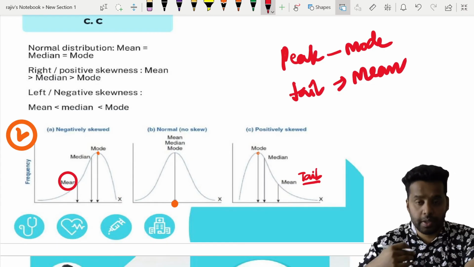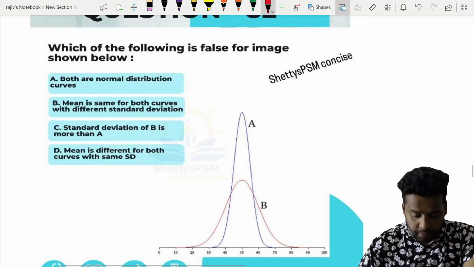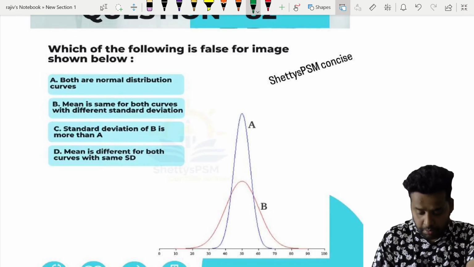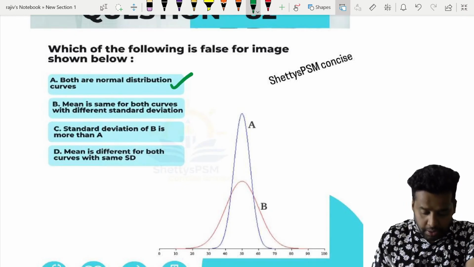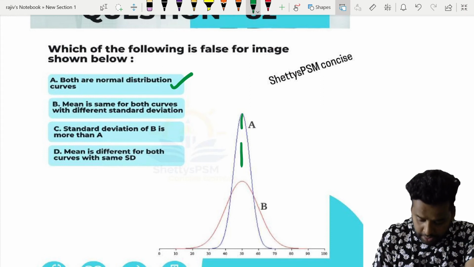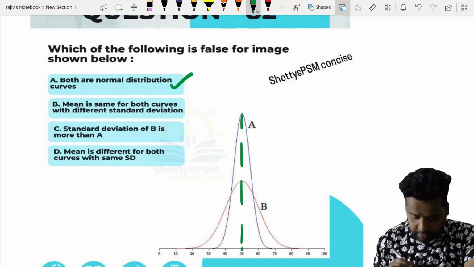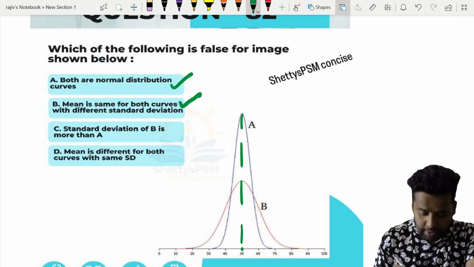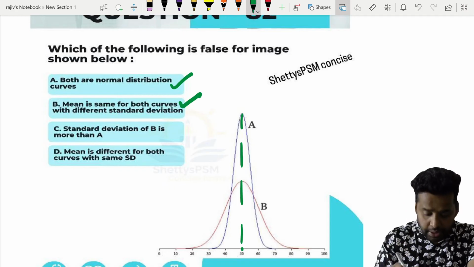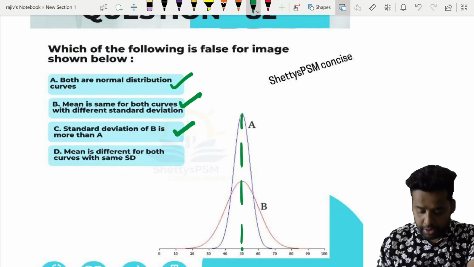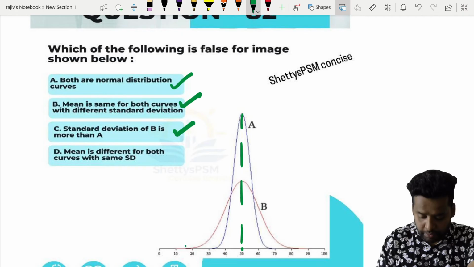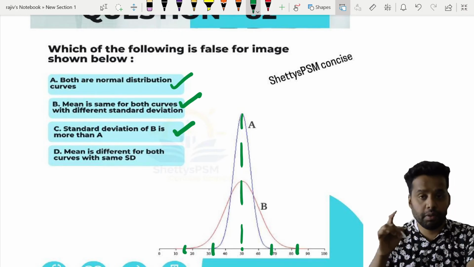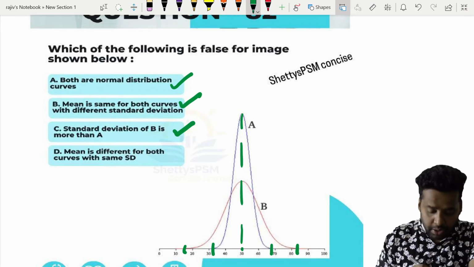Good. Next question. Which of the following is false for the image? Listen, both are normal distribution curves, correct? When you take the center, this is the mean. Mean is 50 for both the curves. Mean is the same for both the curves with different standard deviation, that is also correct. Standard deviation of B is more than A, correct. See, B has more width. You can see the width of the curve compared to A. B has more width, so it has more deviation.